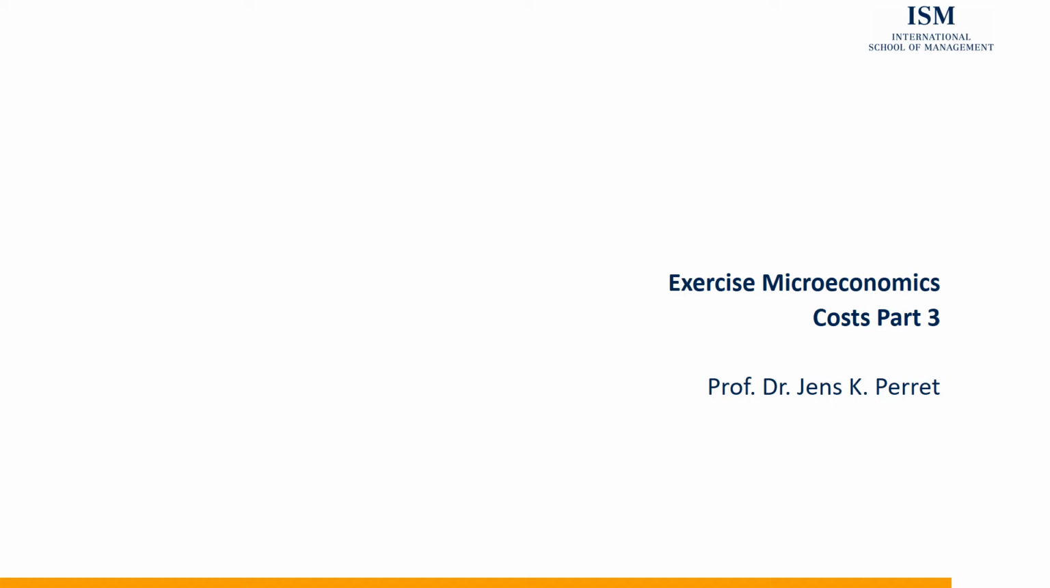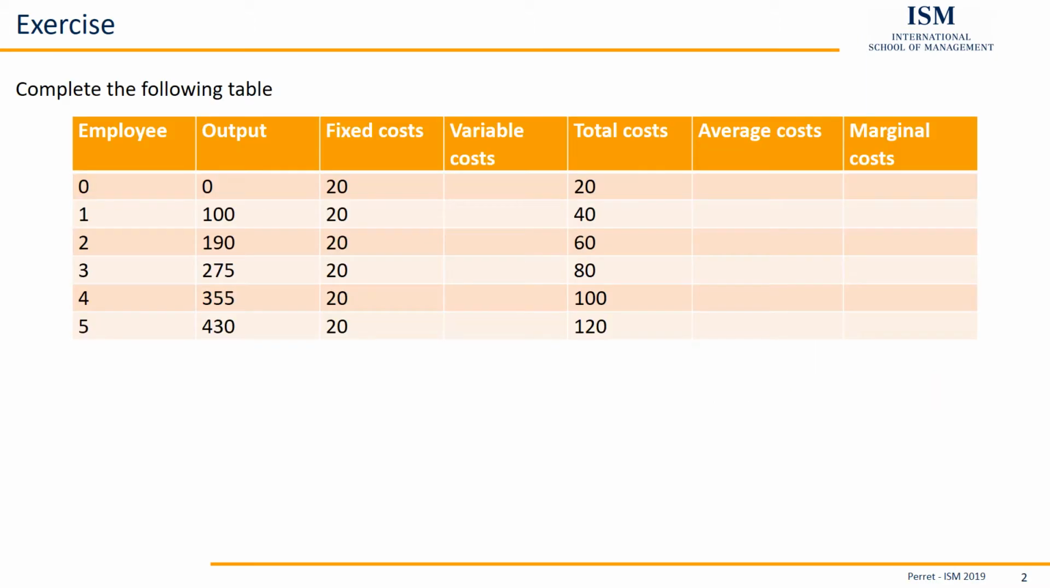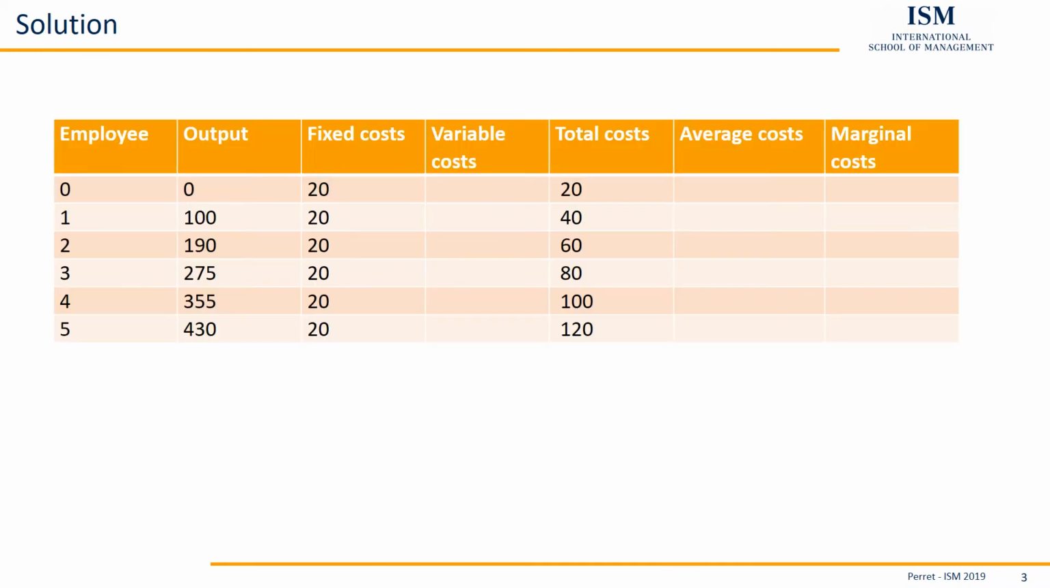Welcome to another part of the ISM Exercise Set Microeconomics. This time with a unit on costs and calculating the different types of costs. Let's have a look at the exercise. Here we have the following table and we should fill in the missing values. So let's just copy this table.